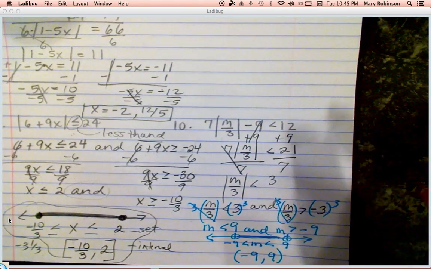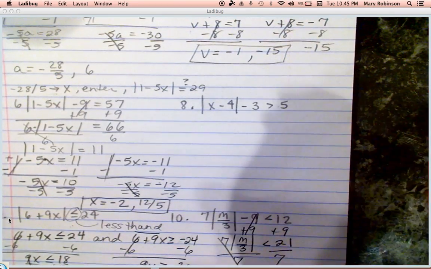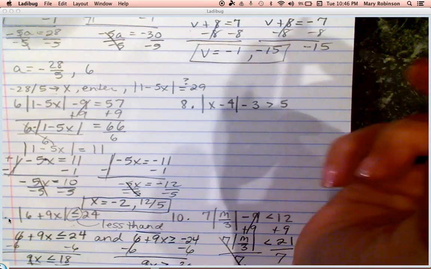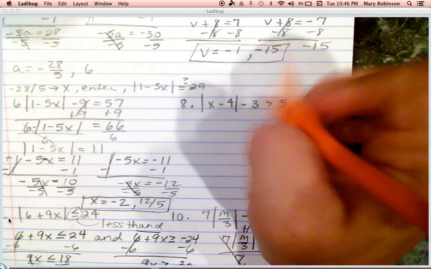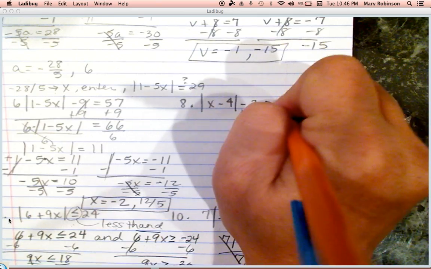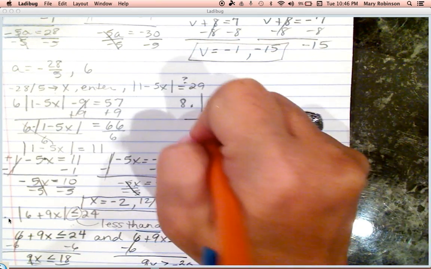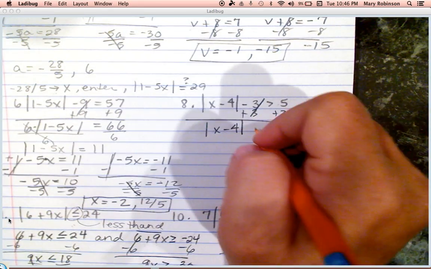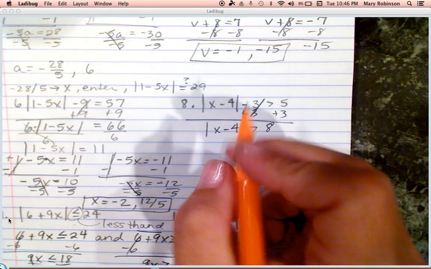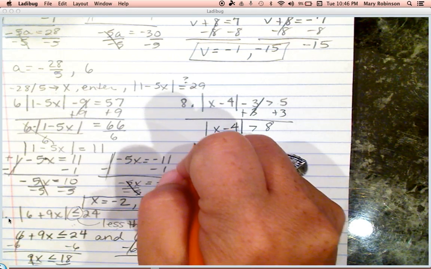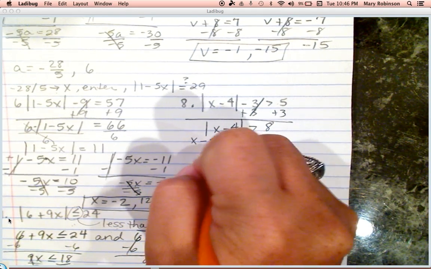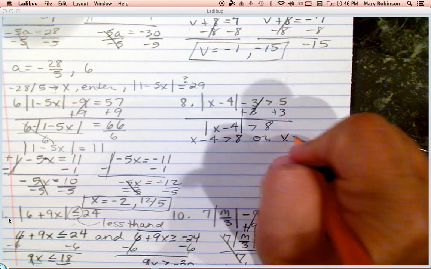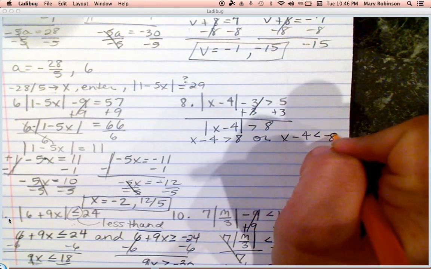Alright, so I apologize for skipping 8. Let me go back and take care of this one. This first inequality to solve, we still, again, isolate that absolute value, so we would add 3 to both sides. And we get the absolute value of the quantity x minus 4 is greater than 8. So again, step 2, write my two inequalities. x minus 4 is greater than 8, or x minus 4 is less than negative 8.